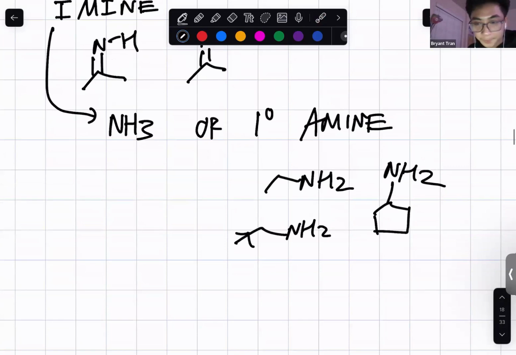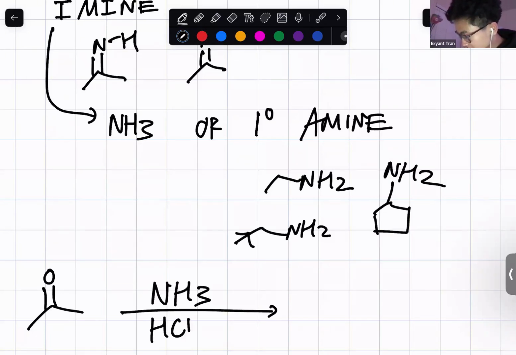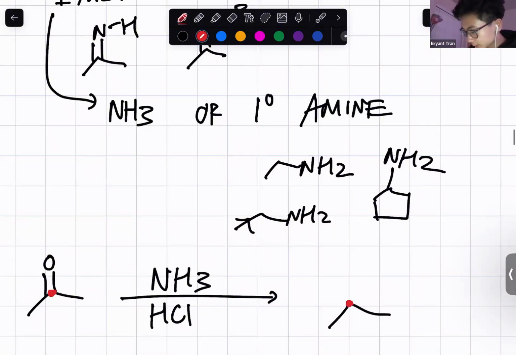Now, let's say we have a simple carbonyl like that, and we react it with ammonia and some sort of acid, HCl. To predict the product quickly, locate the carbonyl carbon, that's the one in red right there, and we're going to substitute the oxygen with the nitrogen. There's still a double bond right there.